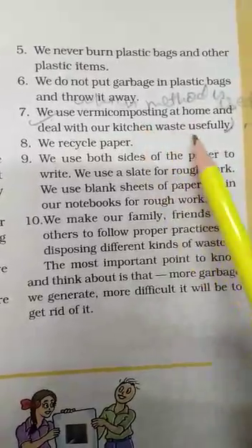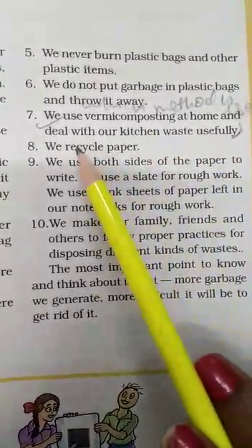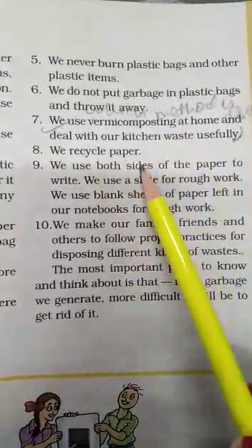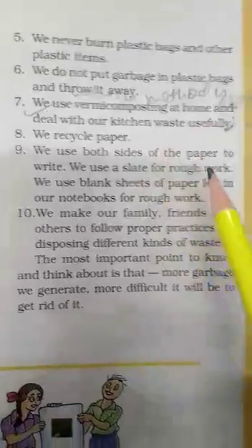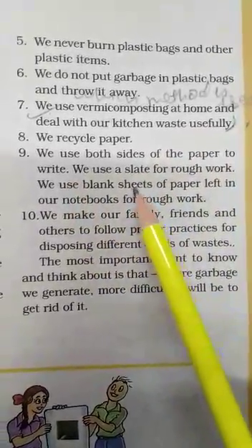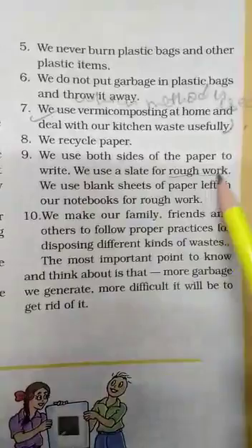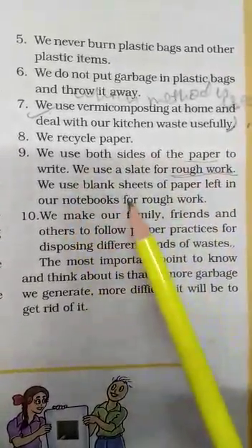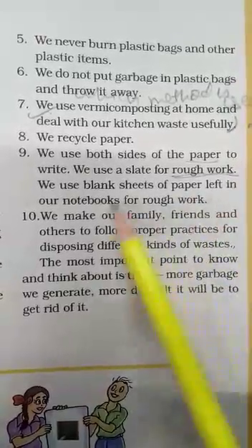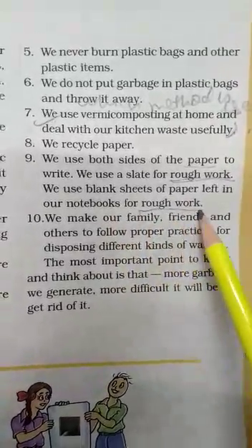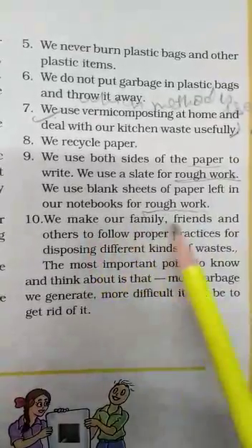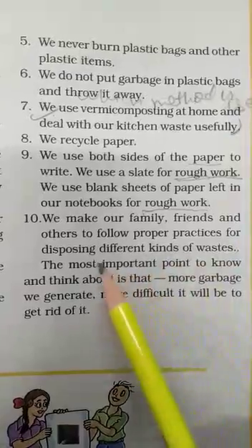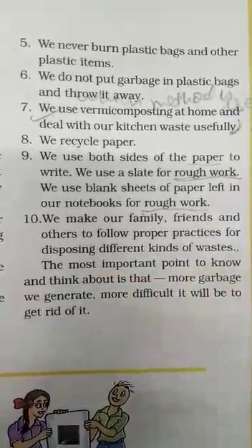We use vermicomposting at home, and we can deal with our kitchen waste usefully. We can recycle our papers. We use both sides of papers to write. We use a slate for our rough work, so for this we can save papers. And we use blank sheets of paper left in our notebooks for rough work. And we can make our family, friends and others follow proper practices for disposing of different kinds of waste.